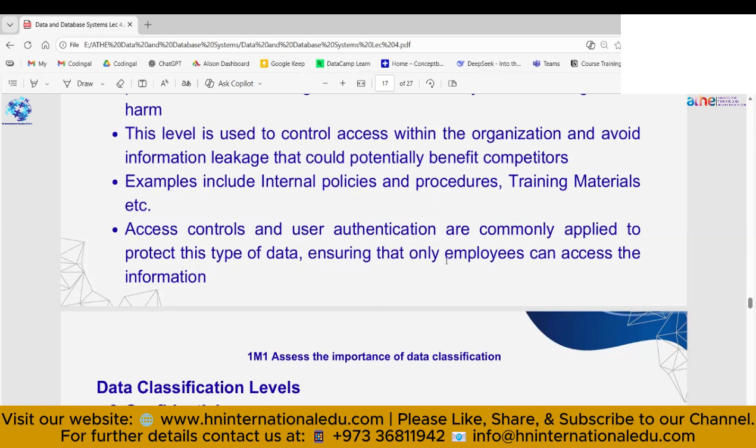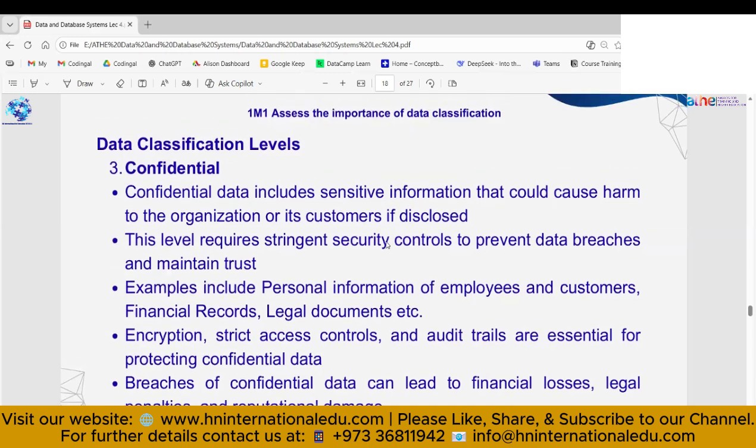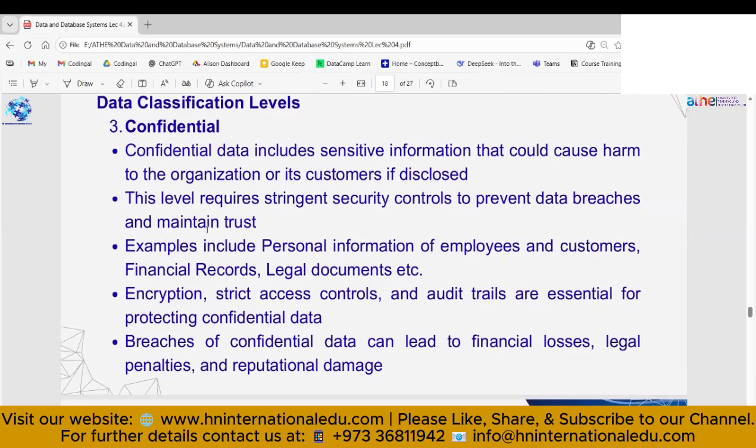So ensuring that only employees of that organization can access the information. Then the third one is confidential. Confidential data includes sensitive information, as the word confidential means, and it could cause harm to the organization or its customers if disclosed. Okay, so that top secret written on the files, if you see in movies, that is confidential. That means it's not for everyone to see.